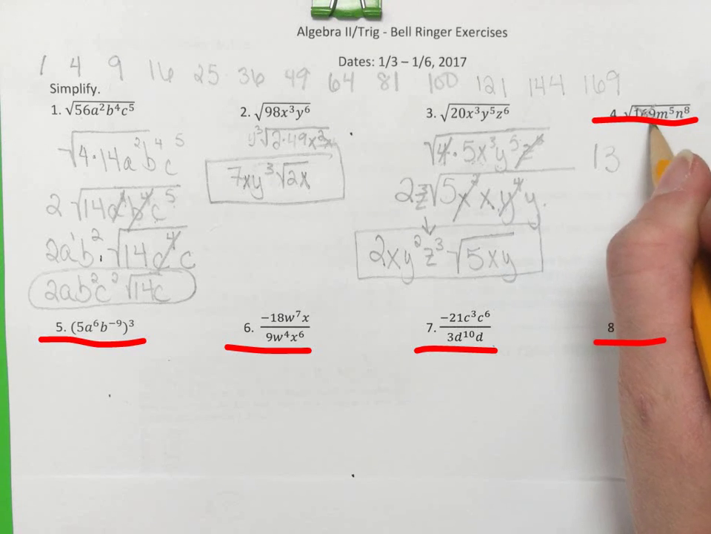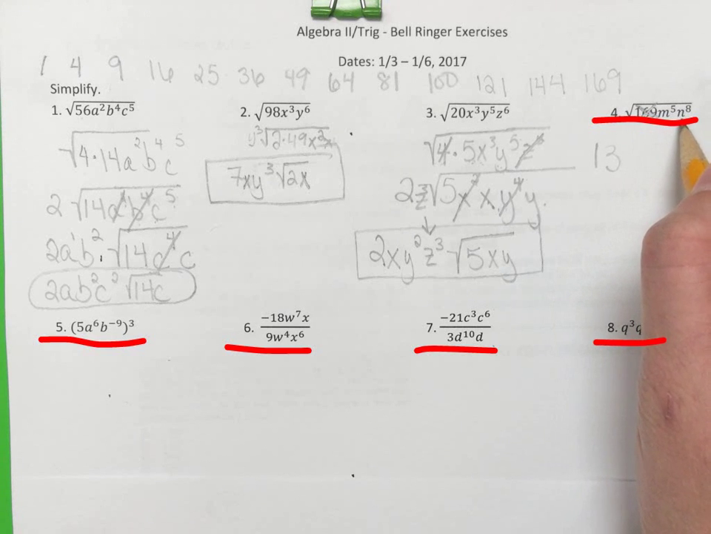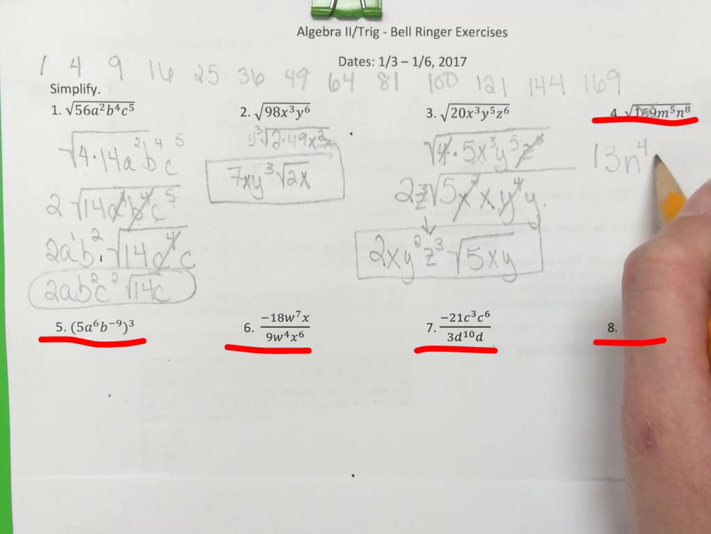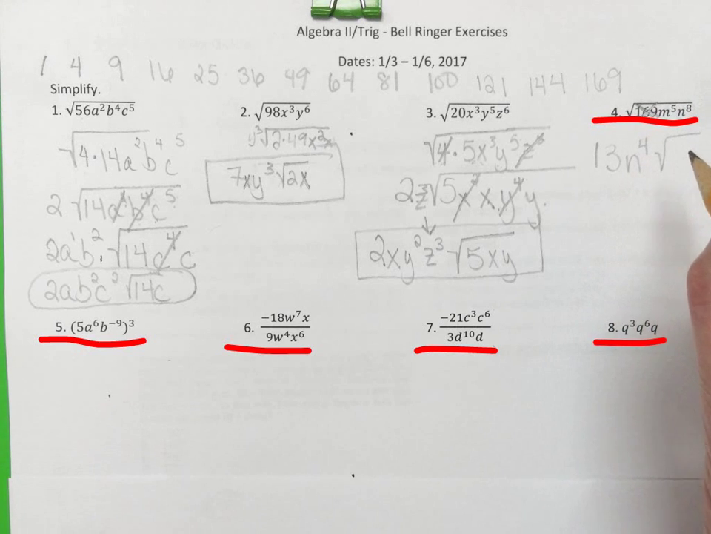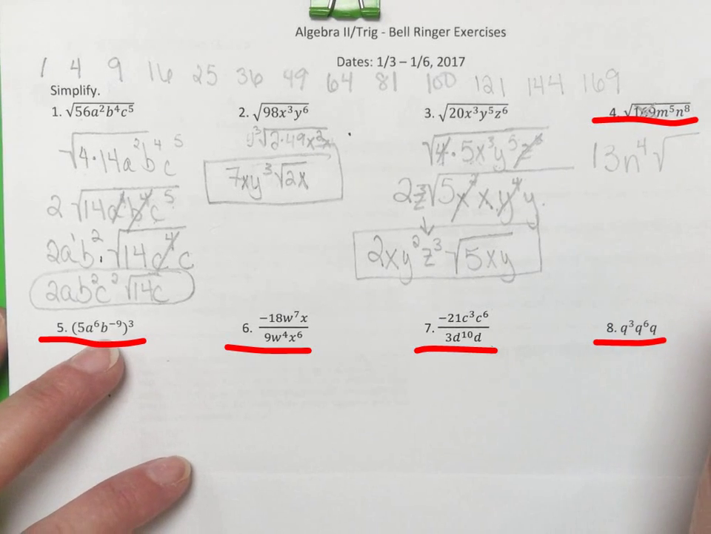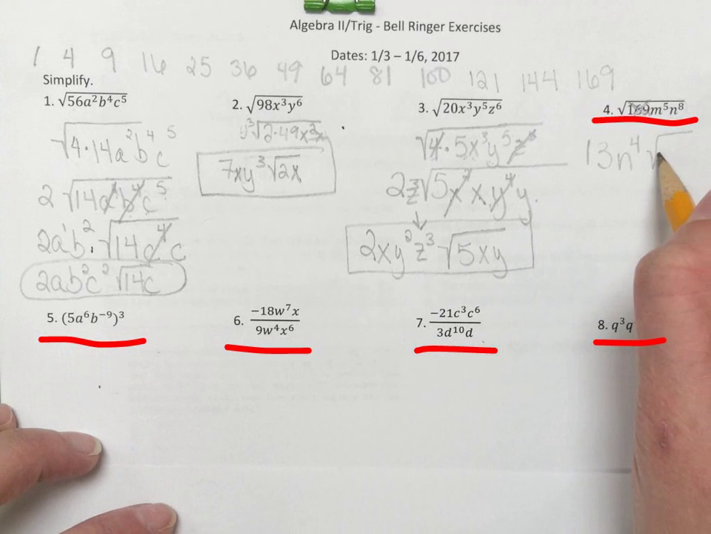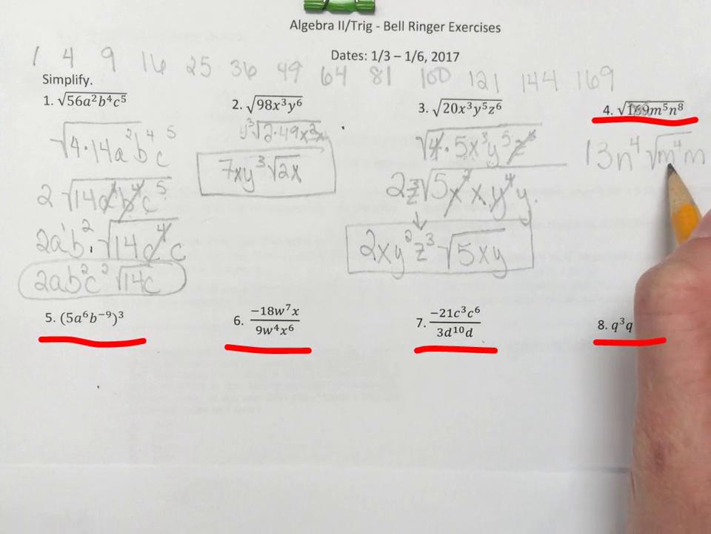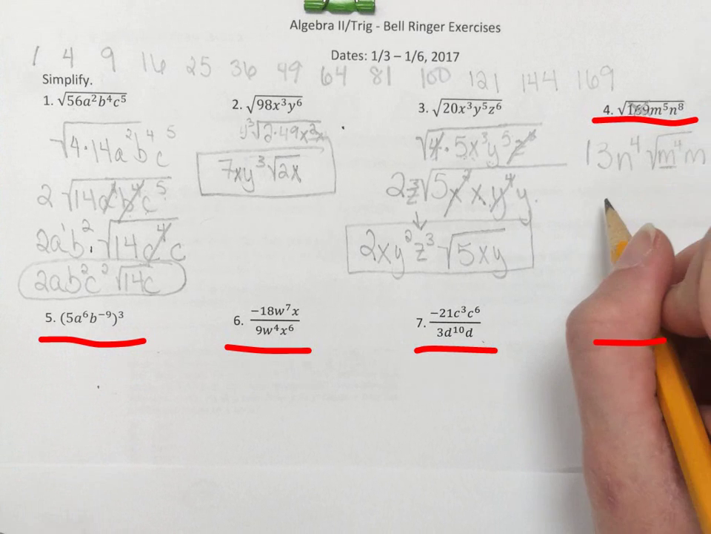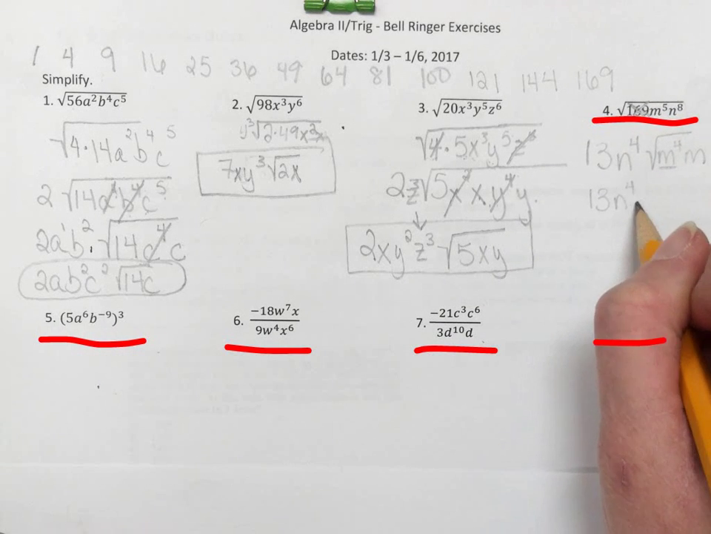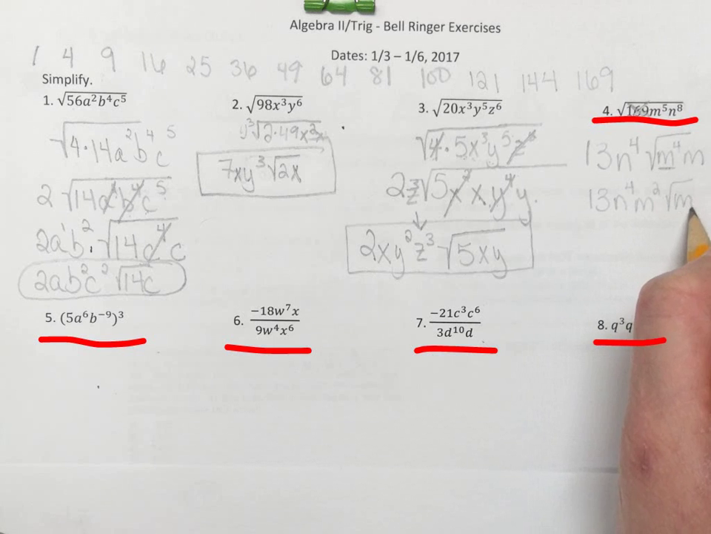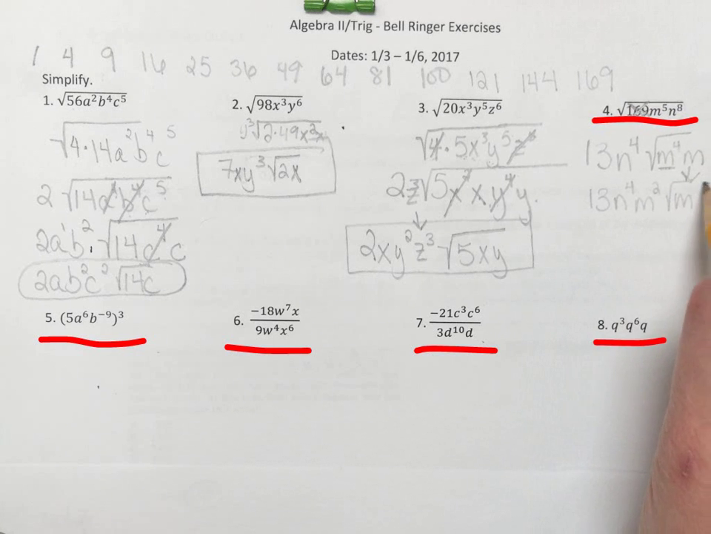Alright, so I'm done with that one. This one's not even, but the n to the 8 is even. So how do I take the square root of n to the 8? I'm not worried about the m, I'm worried about the n, the one that's even, the last one. n to the 4. There you go. Then I have to fix the m. So how do I do that? m to the 4 and m. There you go. And then you can take half of this one now. What's half of 4? 2. So it'd be 13 n to the 4th, m to the 2nd, and then the square root of m just comes straight down. Y'all okay?